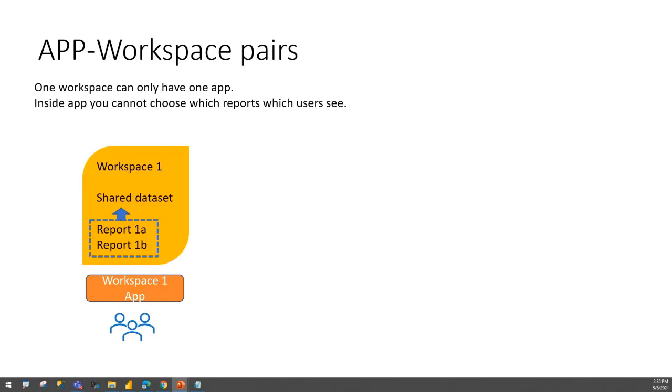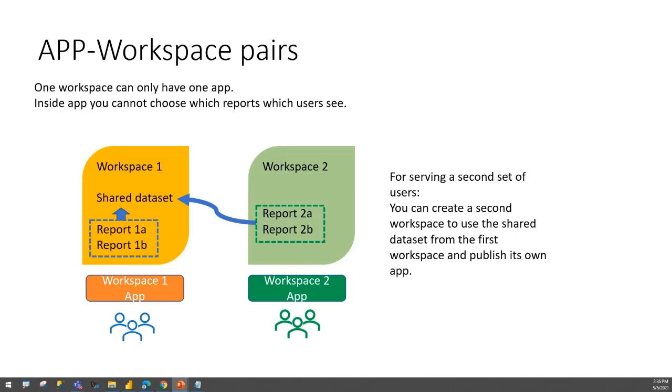One use case, so what's a good use case of this? There is a limitation right now where one workspace can only have one app. So if you have two sets of users, and let's say this is not a security criteria, but you truly have two sets of users that you want to share bundles of reports with, so you want to have two different apps. How do you do that? The way to do that is to enable these shared datasets and have two different workspaces, but have your second workspace build off of the dataset in your first workspace.